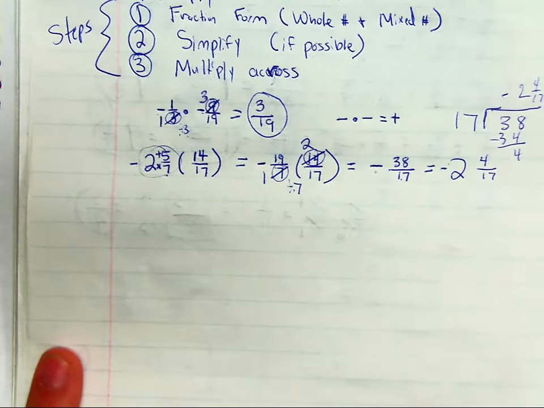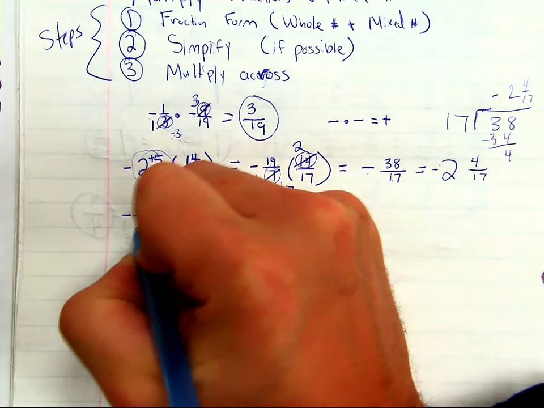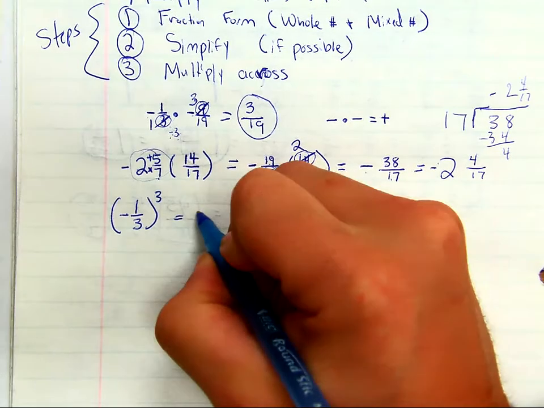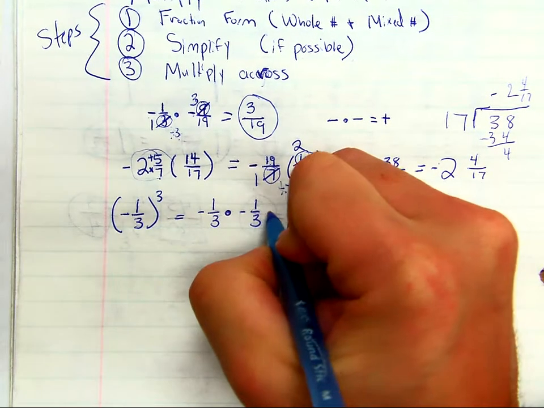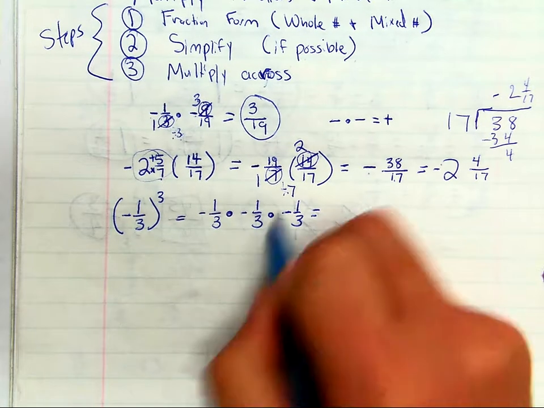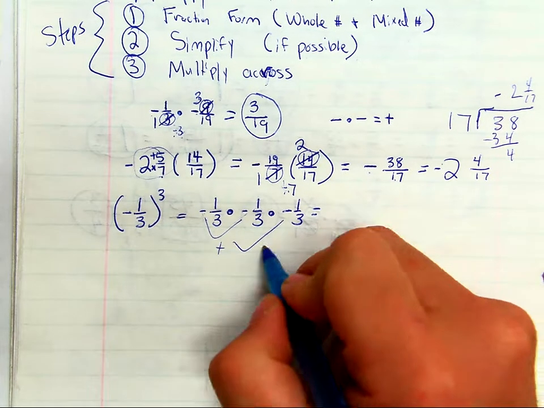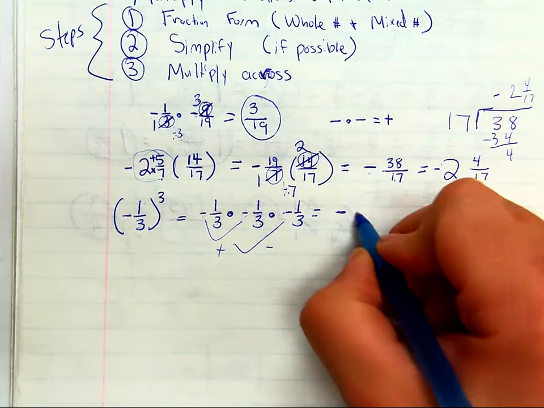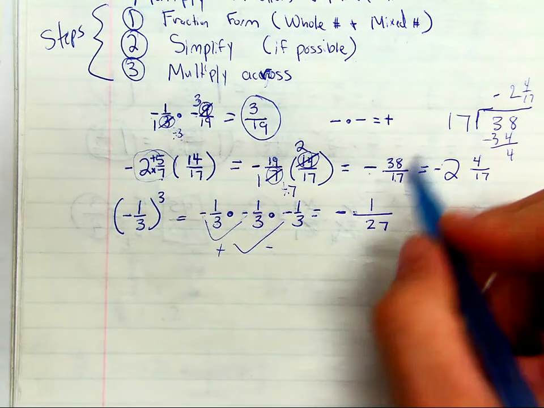Other types of problem you're going to see. Maybe I'll have negative 1/3 to the 3rd power. Well, that would be negative 1/3 times negative 1/3 times negative 1/3. No simplifying here. A negative times a negative makes a positive, times a negative is going to be a negative. 3 times 3 is 9, times 3 is 27 on the bottom, and 1's across the top.